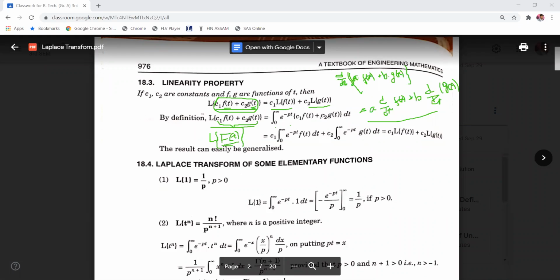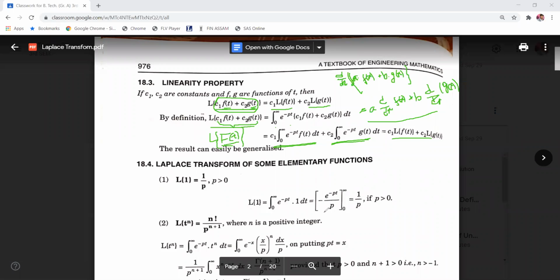Then C1 and C2 are constants. So just break it into two different integrals. What will we get? C1 is outside, the integration from 0 to infinity of e to the power minus pt into f(t) dt, plus C2, a constant, take it outside of the integration from 0 to infinity of e to the power minus pt into g(t) dt. So this is nothing but the definition of the Laplace transform of f(t), and from the definition of Laplace transform, this is the Laplace transform of g(t).